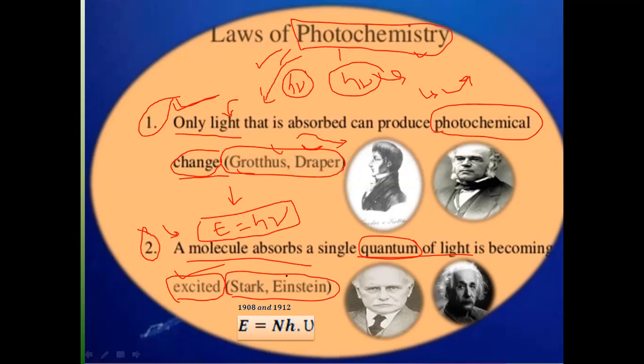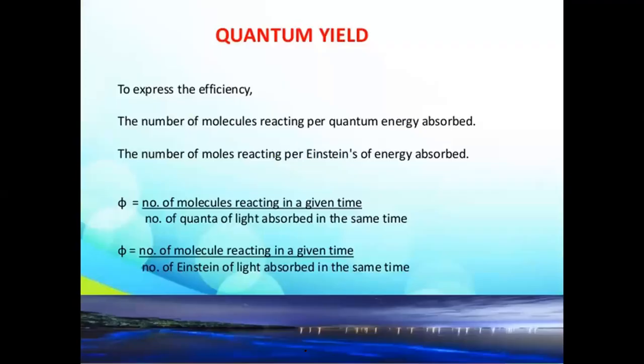So keep in your mind this energy of quanta, that E is equal to h nu. Here n is added as n for the Avogadro's number. It is a constant value, 6.625 into 10 to the power minus 34. Firstly, a photochemical reaction occurs due to absorption of light, and then the molecule is excited because of absorption of light. These are the two laws about photochemistry.